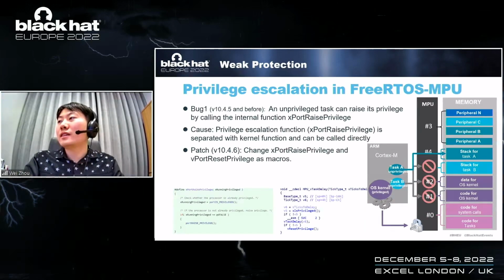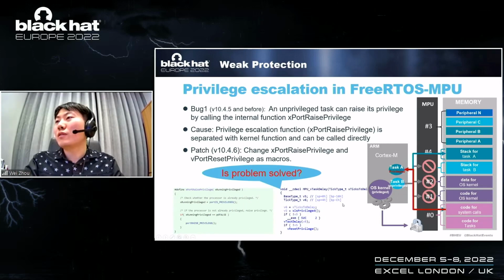So here we can see an easy bug: an unprivileged task can raise its privilege by just calling an internal function like the port raise privilege function. And it can also be easily patched. FreeRTOS patched it by changing the original function into a macro, so it cannot be called directly, but the problem is not really solved.